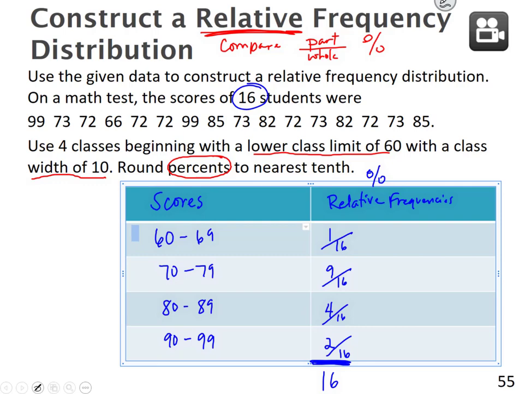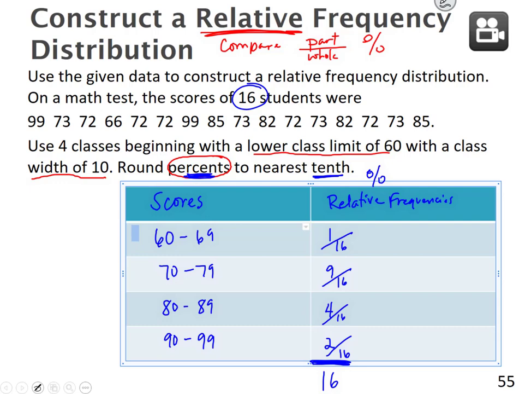You want to always be sure, especially on our computer homework and tests and quizzes, to check what they want as the answer. Do they want you to leave it as a decimal, or in this case they want you to turn it into the percent and round the percent to the nearest tenth? Keep in mind that order is important. You don't round until it's a percent.